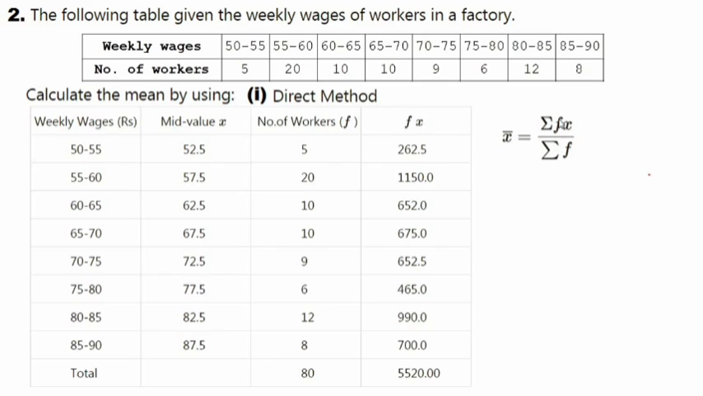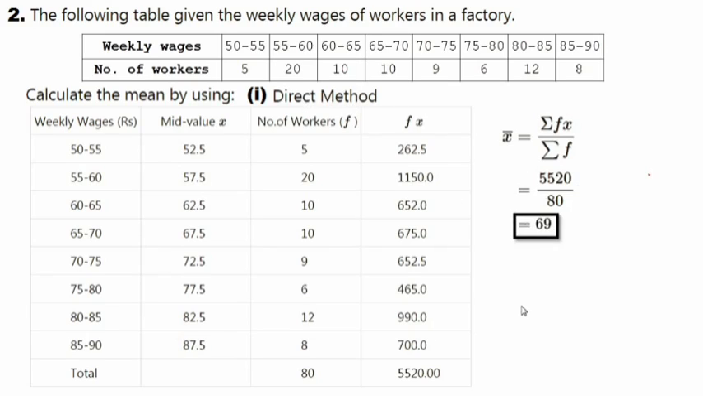So let's put the values. We have the total of Fx, that is summation Fx, as 5520, and summation F is 80. When you do the cancellation, your mean turns out to be 69 using the direct method.